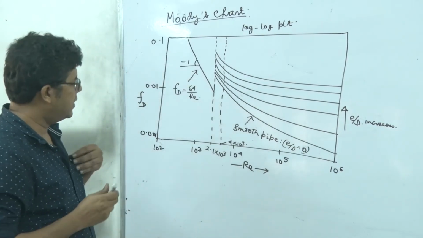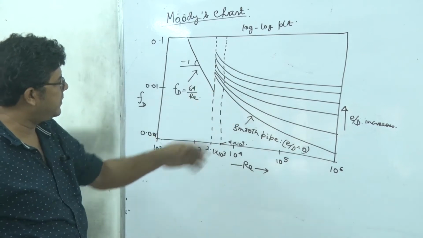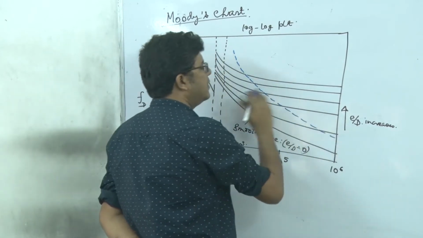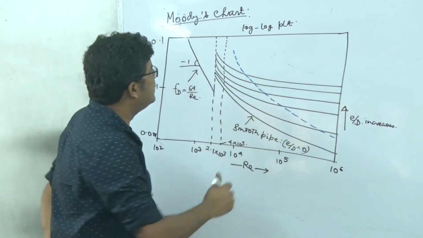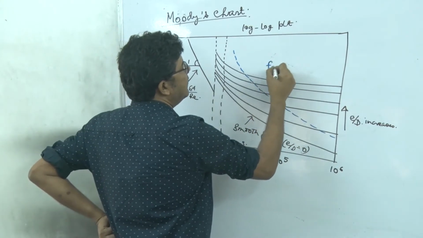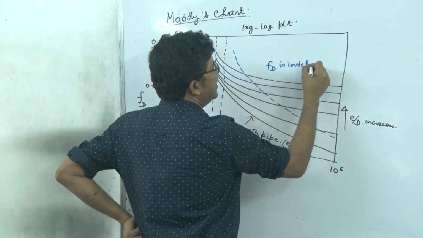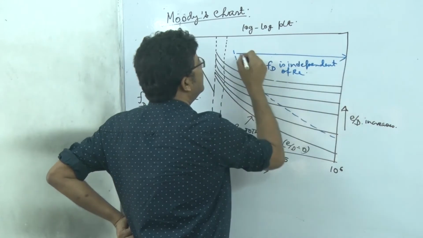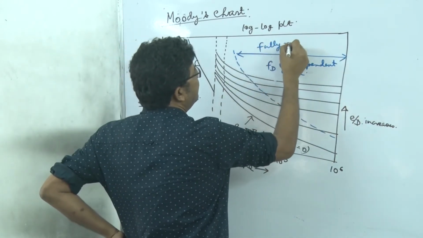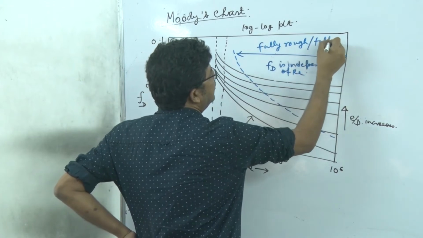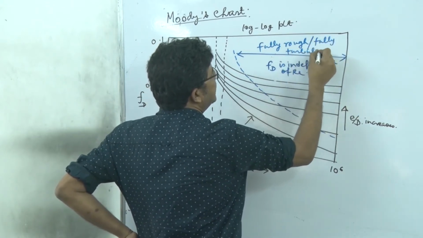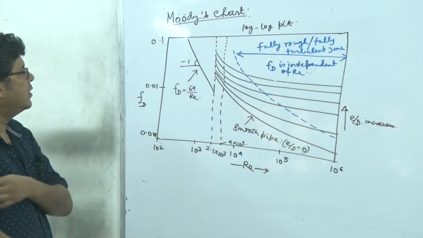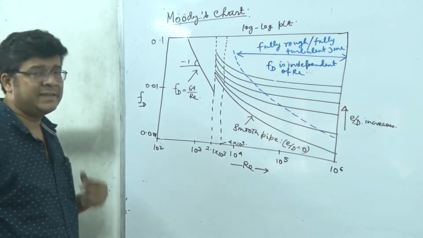Now here we have to note the existence of a specific region, a region like this, and on the right hand side of this region we see that Fd is independent of Re. This region we call the fully rough or fully turbulent zone, when Fd is no longer dependent on Re. So you have to understand why this happens.